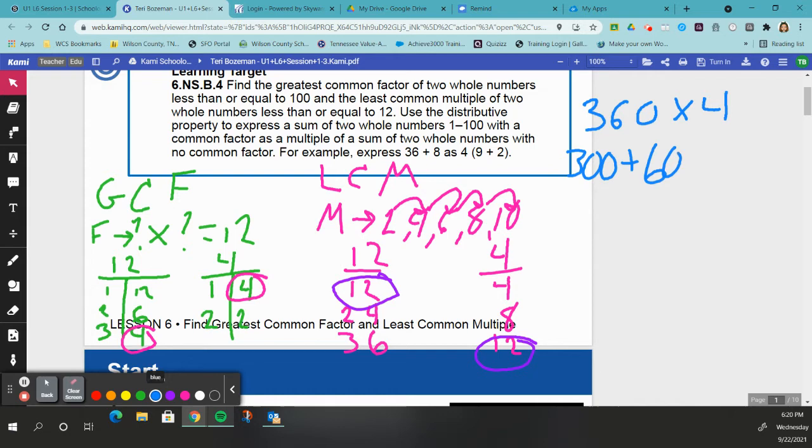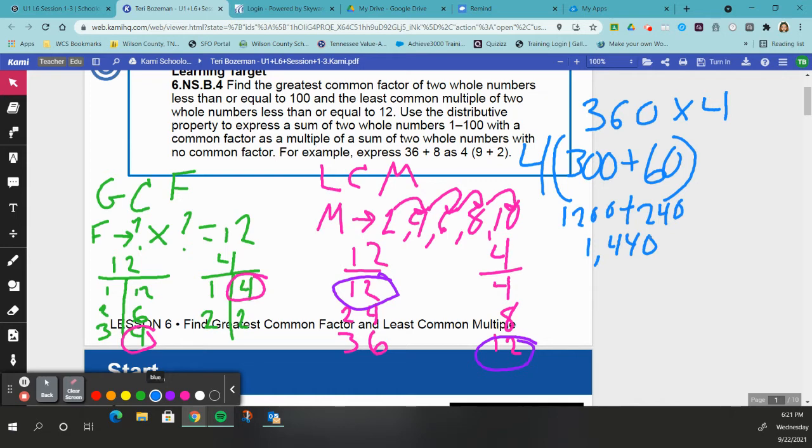Well, distributive property says that I can take that expanded form and multiply it times 4, times my other factor. So then I would say 4 times 300 is 1200, plus 60 times 4 is 240. And then I add that together to get 1440. So that is just a strategy for multiplication. That's probably the most common use I have had in the past with teaching other grade levels as far as distributive property.